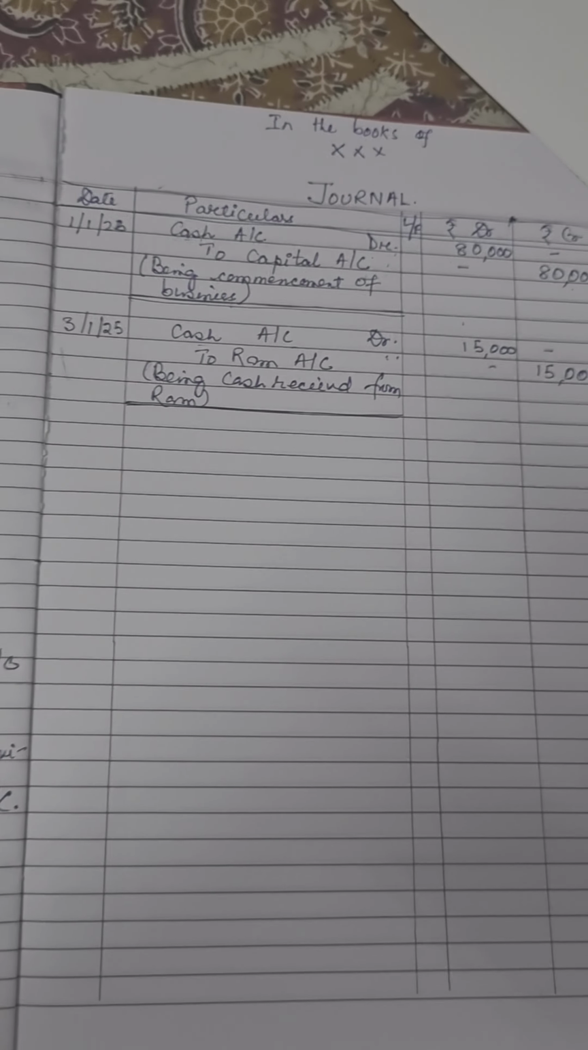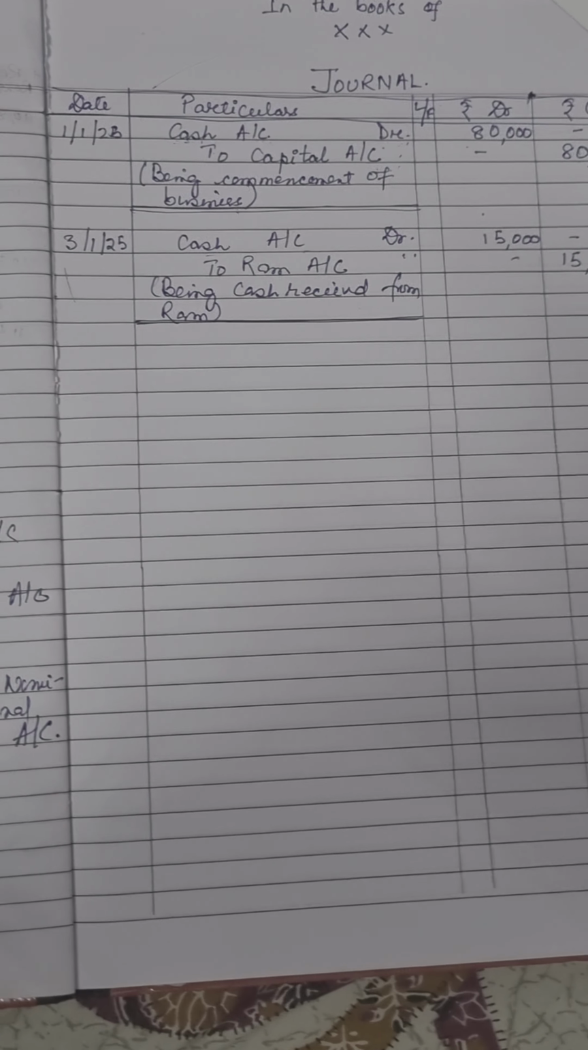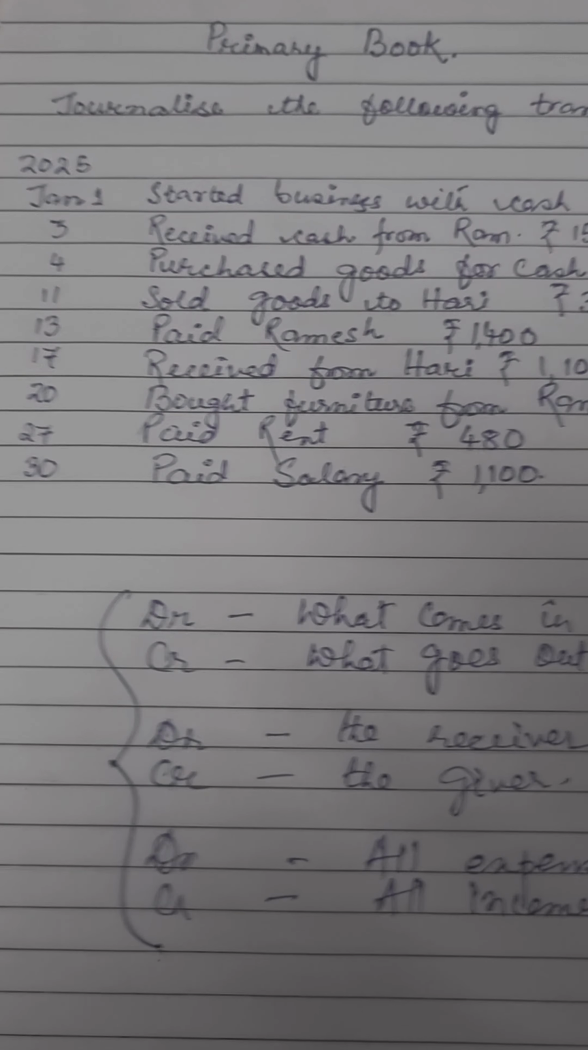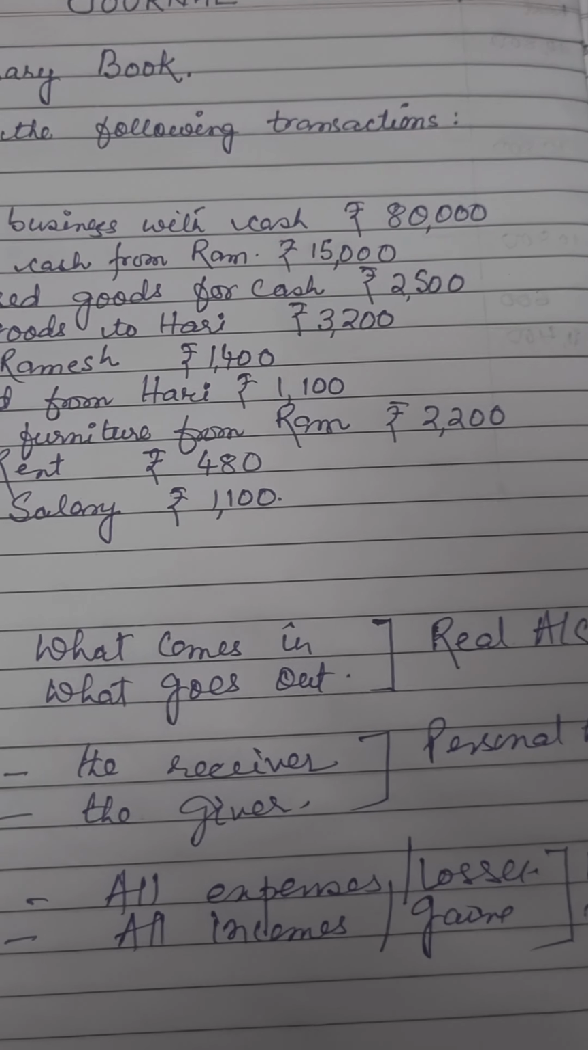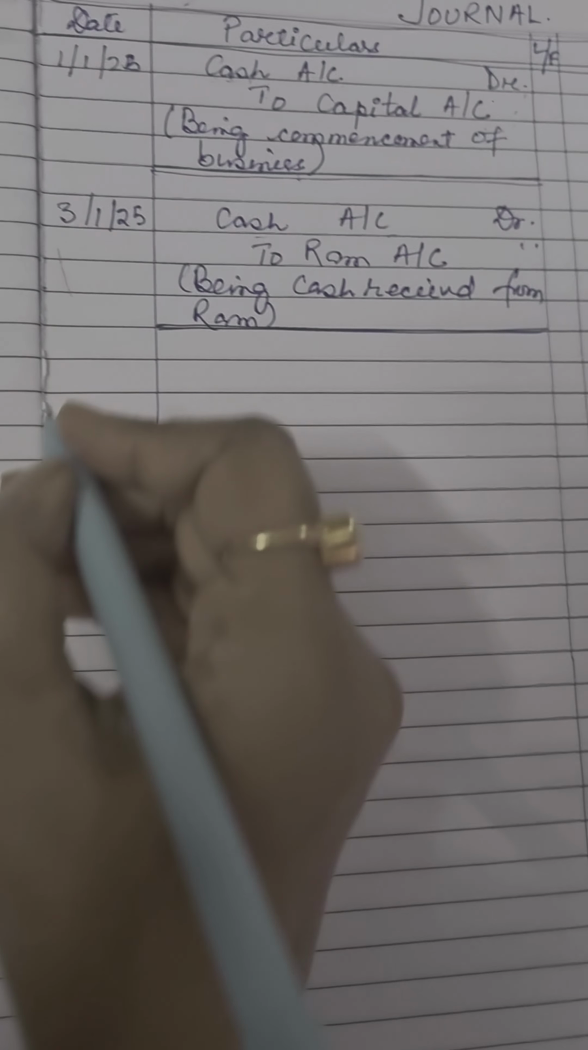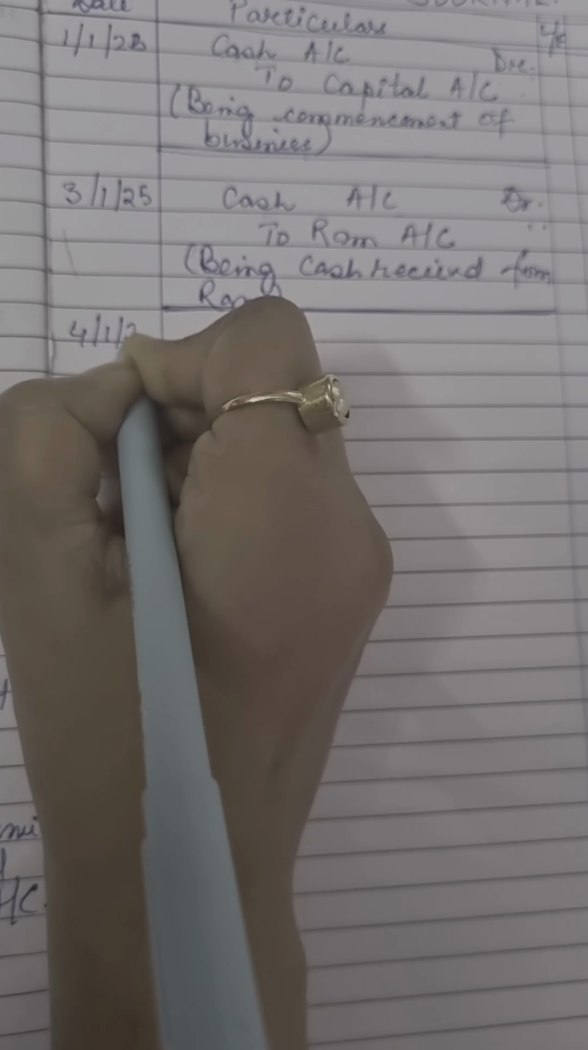It is simple. Debit what comes in, cash is coming in, and credit the giver. Who is giving? Ram is giving. Let's move on to the next one. 4th January. Purchase goods for cash rupees 2500. When we purchase, what is coming in the business? Goods are coming in. So we will write the date first. It is 4th January 25.